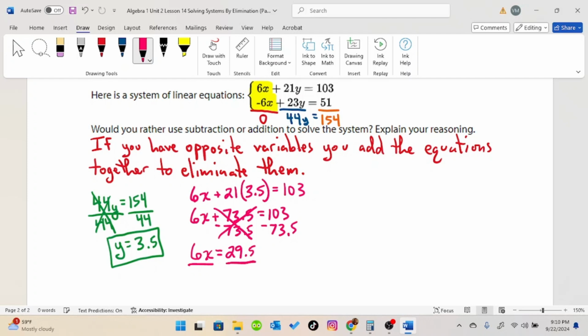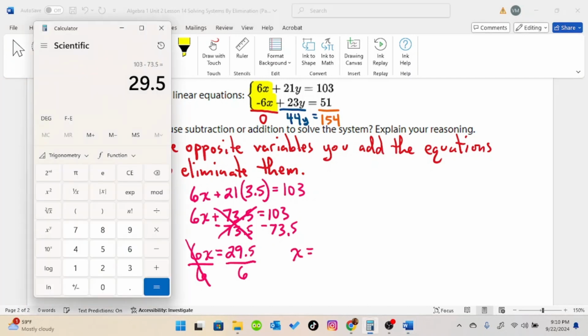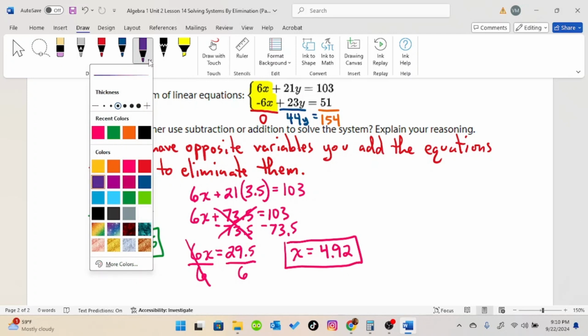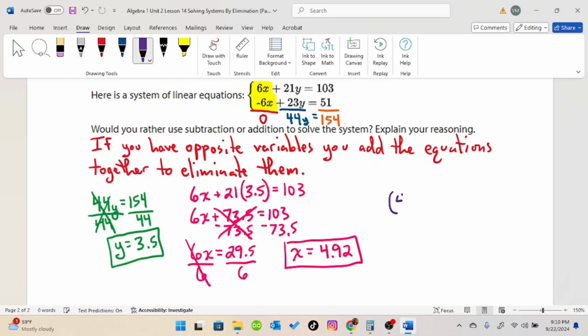Now we divide both sides by 6 to eliminate it from the left, and we get x equals 4.92. We'll round it. So these two linear equations will cross at the point 4.92, comma, 3.5.